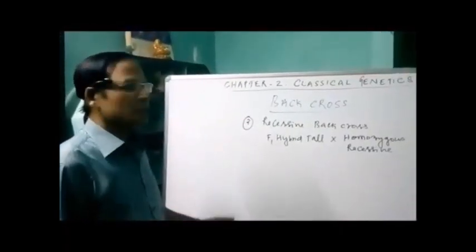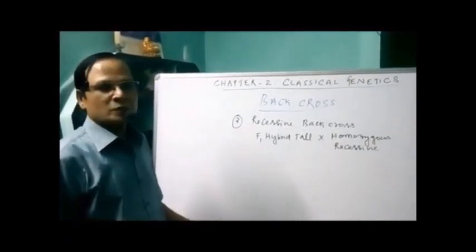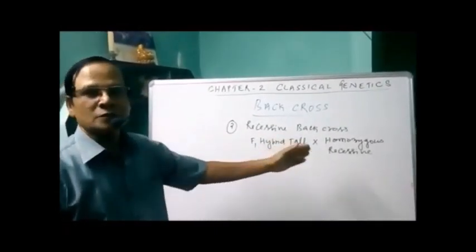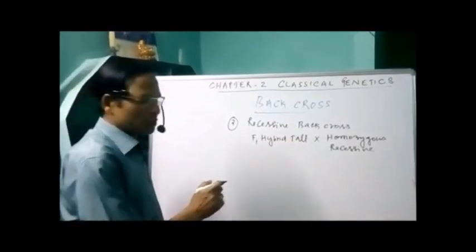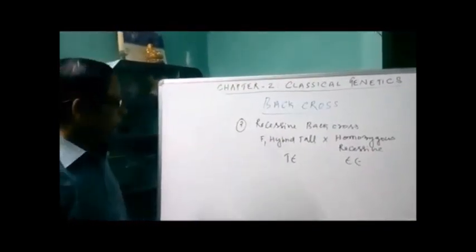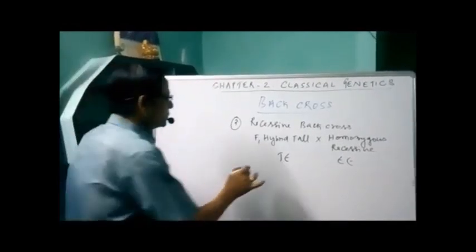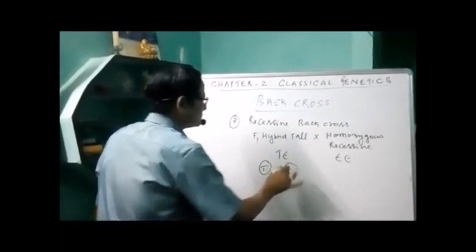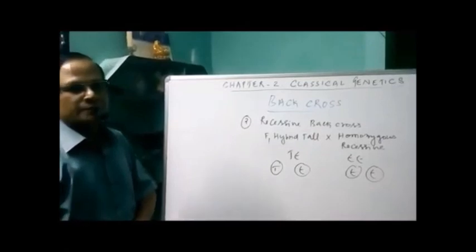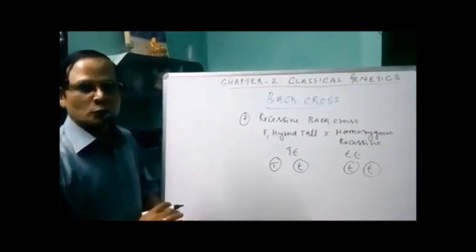The second type of backcross is recessive backcross. What is recessive backcross? In recessive backcross, the F1 hybrid tall is crossed with a homozygous recessive parent. Suppose you are taking this genotype. Now in the case of such crosses, we are getting two different types of gametes from one parent, and only one type of gamete from the other. So the probability would be 1 into 2, and two types of individuals would be formed.